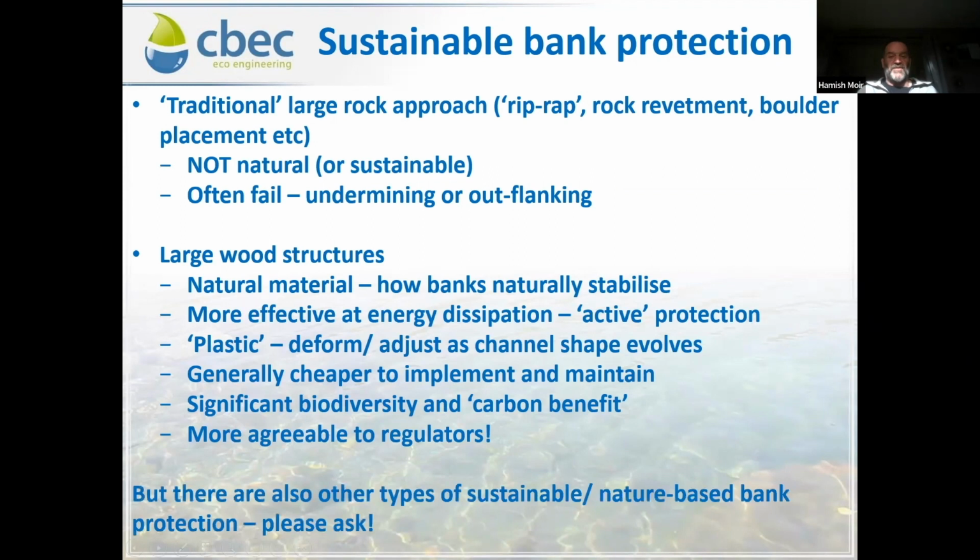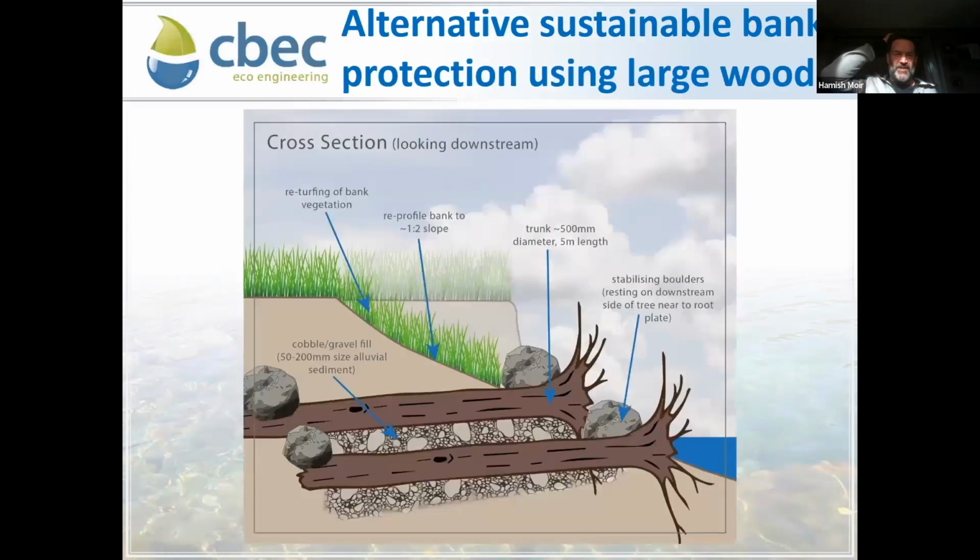Like I say, there are other types of sustainable approaches, because sometimes using large wood structures is not an option. Often you can't source the wood, or there are space constraints. So there are other types of sustainable nature-based bank protection methods I can describe if need be, but this is just one example I want to focus on. So this is what they tend to look like.